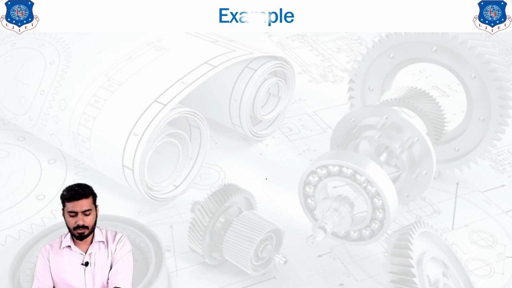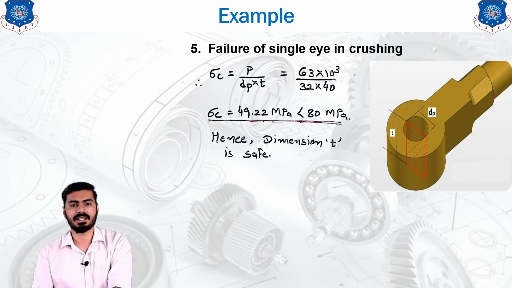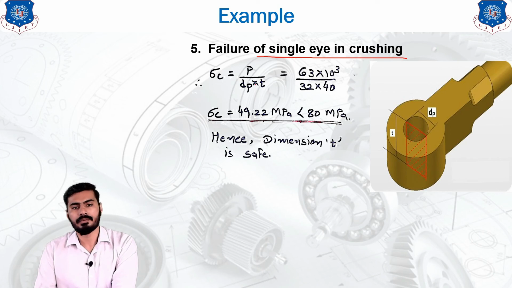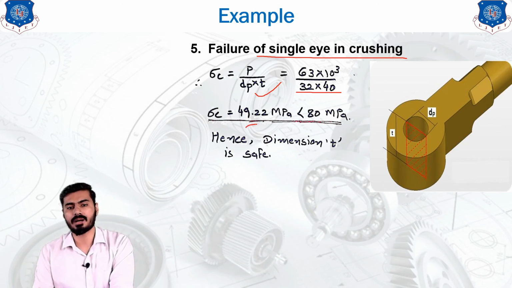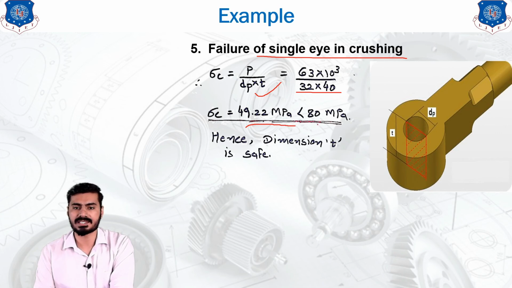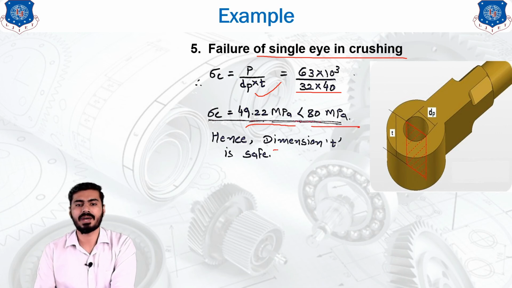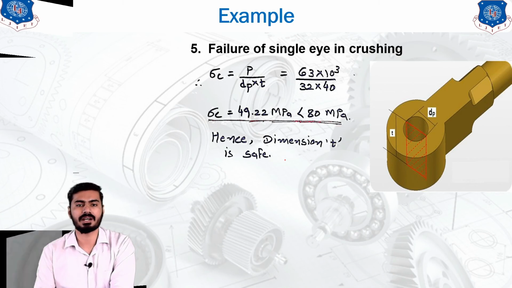Now we calculate the last check of the single eye, that is crushing. Due to crushing, we use the equation dp into t, where every dimension is calculated using the empirical relations, and the answer comes out to be 49.22, which is less than the given value, so our design is safe against crushing.